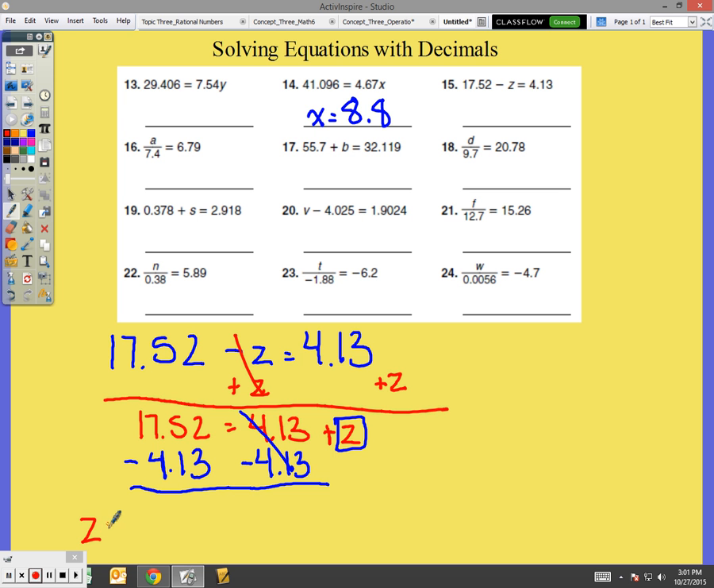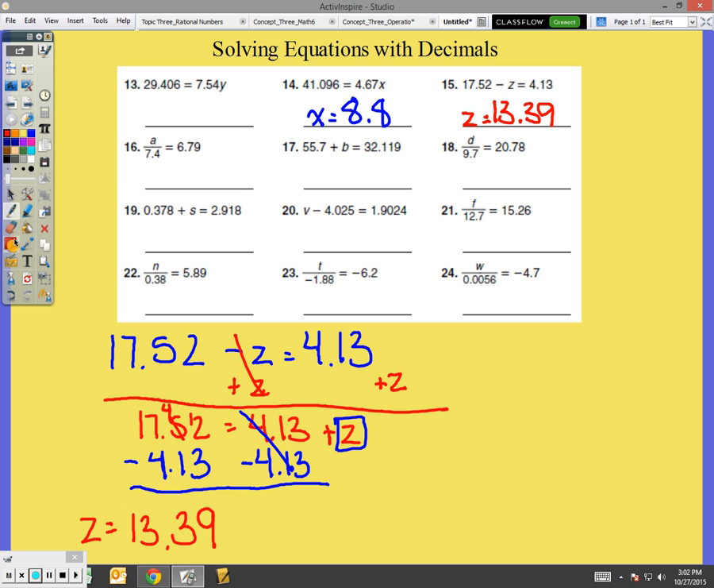So z is equal to, that becomes a 12. This becomes a 4. 12 minus 3 is 9. 4 minus 1 is 3. 17 minus 4 is 13. So I should have 13 and 3900ths. So up here I would write z is equal to 13 and 3900ths.